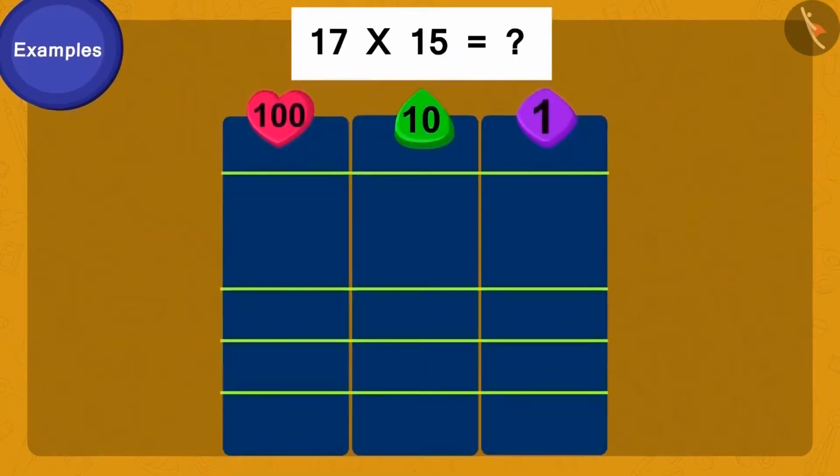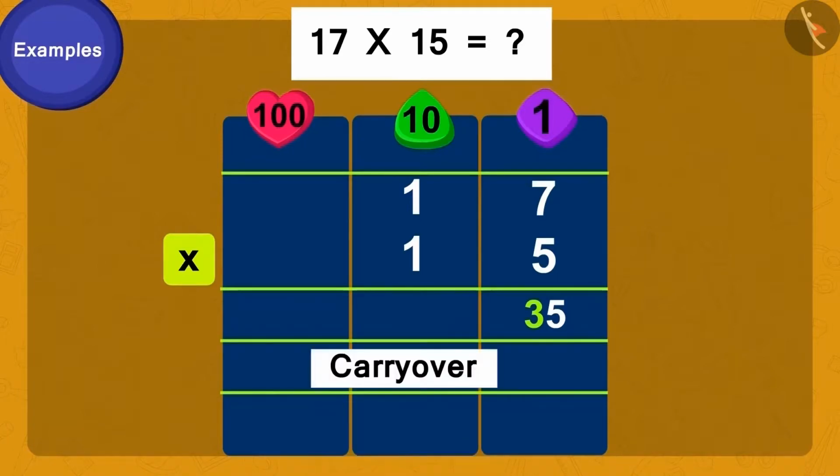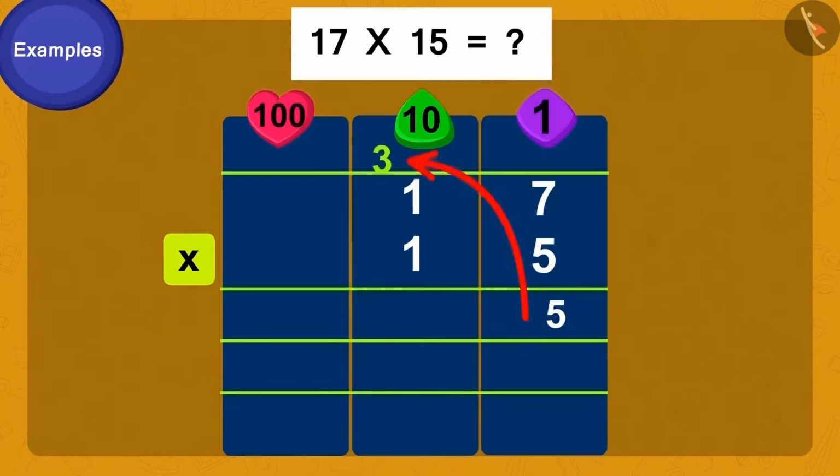First, we will write the multiplication this way. Now, we will multiply 5 of 15 by 7 of 17. Did you get it? 35. Can we write both the digits of 35 as a single digit number? No. So what shall we do now? We will use carryover: write 3 of 35 as a carryover and write the 5 in the units place like this.